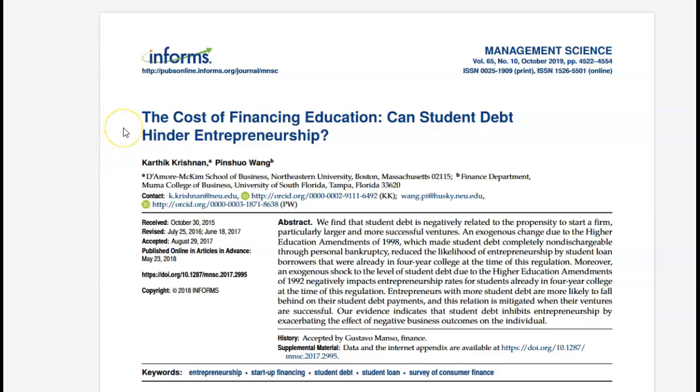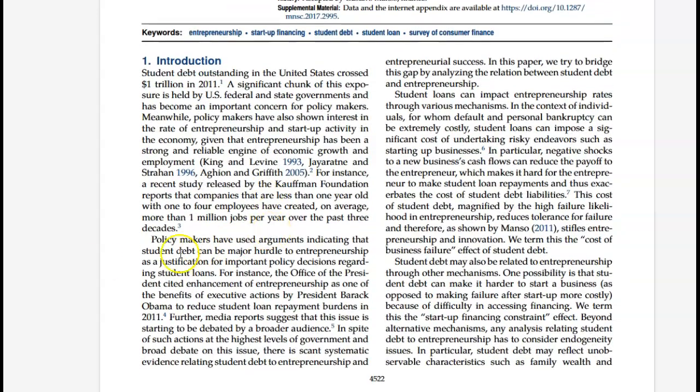Our article is "The Cost of Financing Education: Can Student Debt Hinder Entrepreneurship?" How can you tell if this article is scholarly? Scholarly articles are written by experts with relevant qualifications and published in academic journals. These articles tend to be longer, use specialized language, present original research, and undergo peer review. They commonly include sections such as an abstract, introduction, methodology, results, conclusion, and a detailed bibliography.